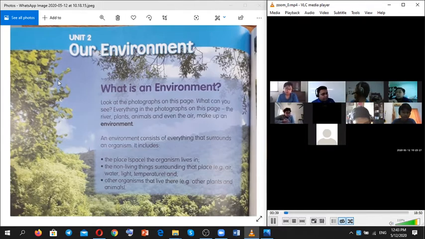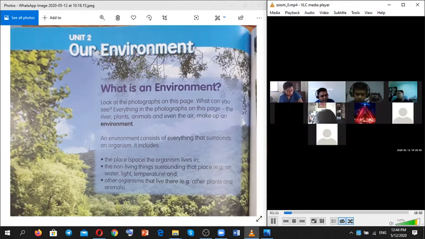Okay, good. Our environment. What is an environment? Look at the photographs on this page. What can you see? Everything in the photographs on this page. The river, plants, animals, and even the air make up an environment. An environment consists of everything that surrounds an organism. It includes the place, the space the organism lives in, the non-living things surrounding that place, for example, air, water, light, temperature, and other organisms that live there. Example, other plants and animals.